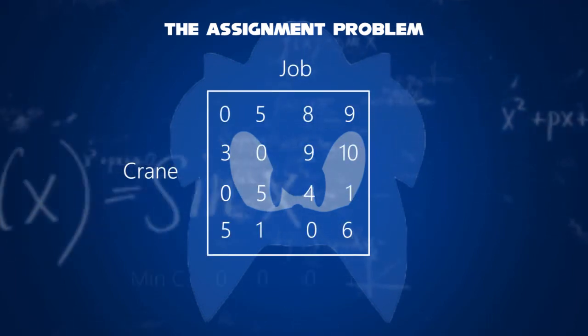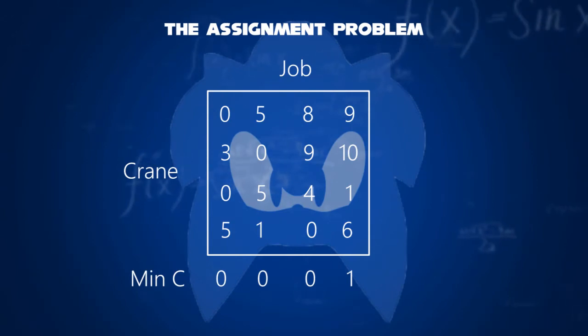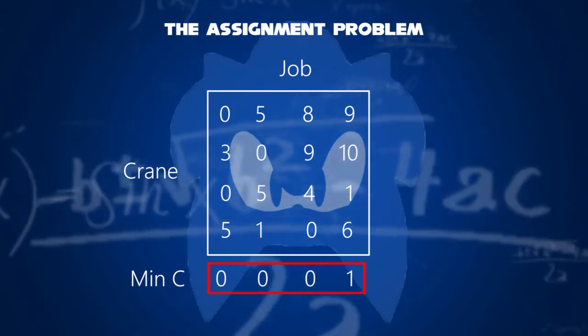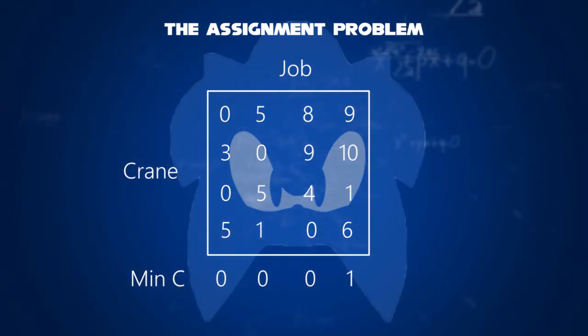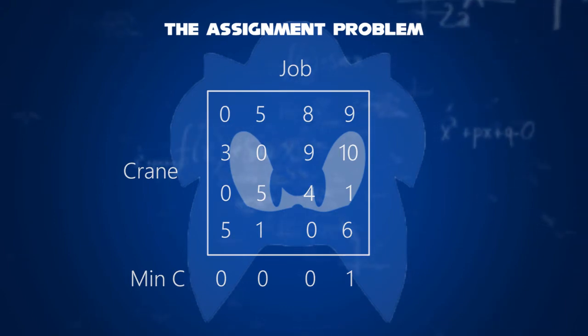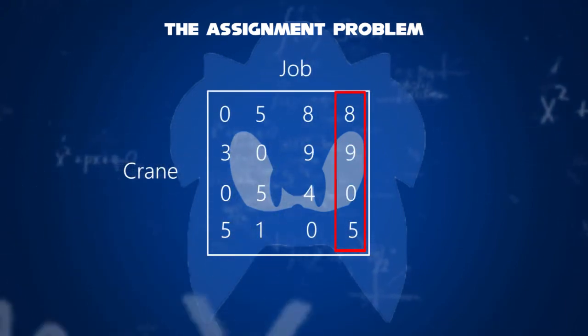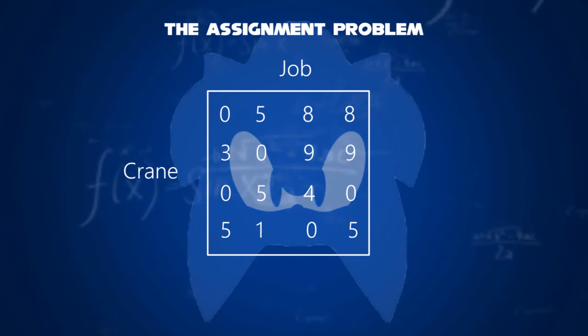Second step, to find the minimum value in a column. We have first 3 zeros, and 1. If zeros are already here, it is therefore unchanged. The last column is 8, 9, 0, and 5.